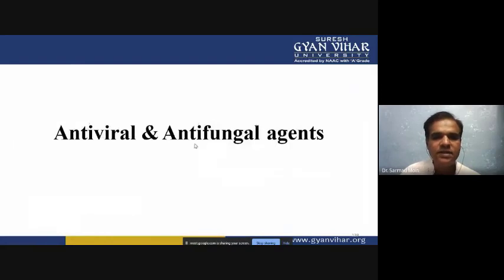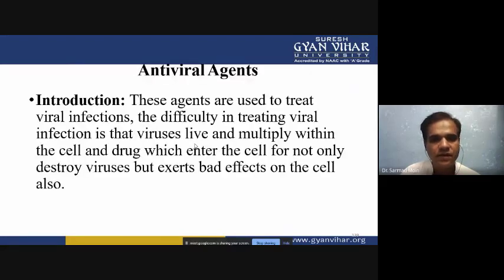Then antiviral and antifungal drugs are there, and these drugs are effective on viral infection and fungal infection. So these drugs are used when the patient is suffering from a viral infection or fungal infection. The difficulty in treatment of viral infection is that the virus is living and multiplying within the cell, and when they are multiplying, they will infect nearby healthy cells. So drugs which enter the cell and not only destroy the virus but also exert bad effects on the cells, we can utilize as antiviral drugs.